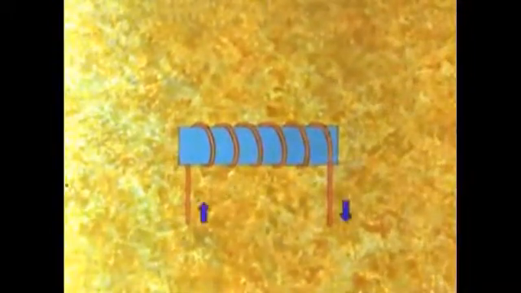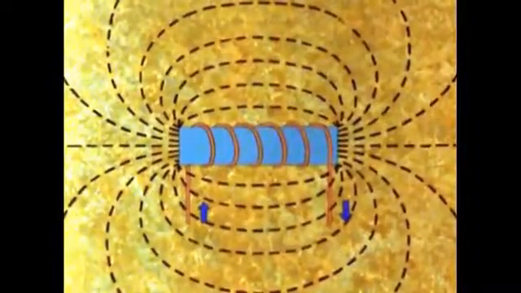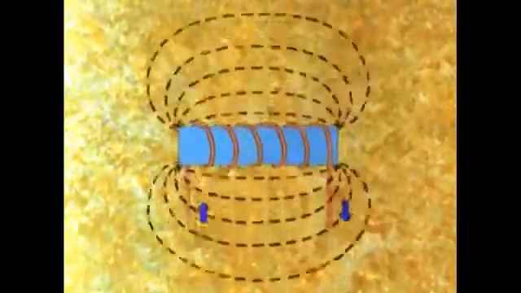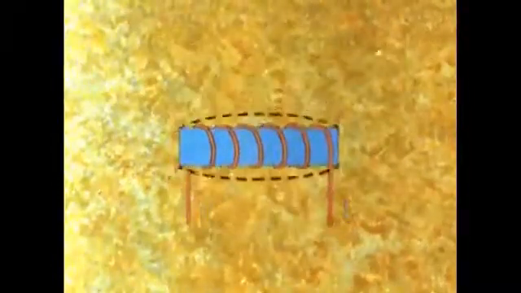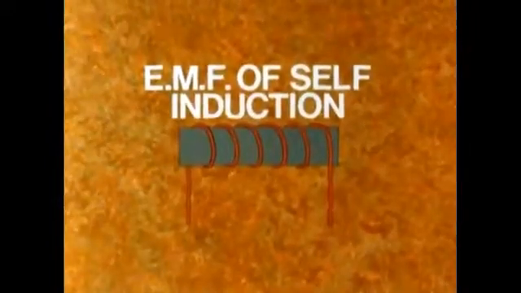This also happens with a coil. We saw that when a current flows in a coil, it causes a magnetic field about the coil. On switching on, the lines of force take time to build up, and on switching off, they take time to collapse again. The results of these changes in the number of lines of force through the coil is that an additional EMF is induced within the coil itself. This is called an EMF of self-induction, or counter-EMF.